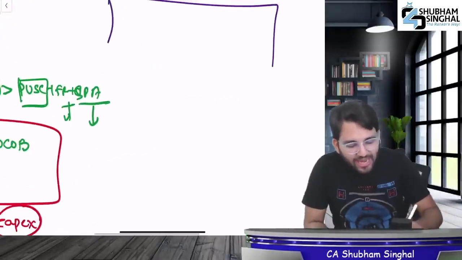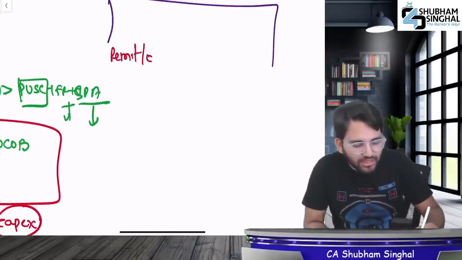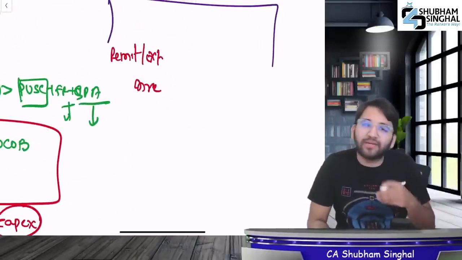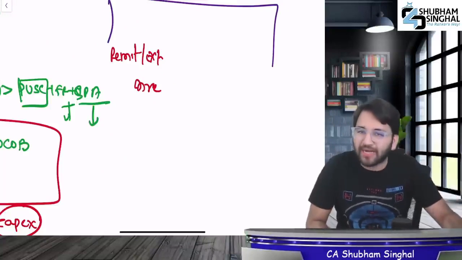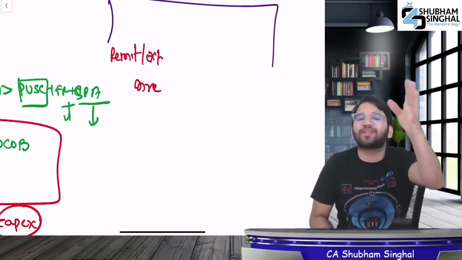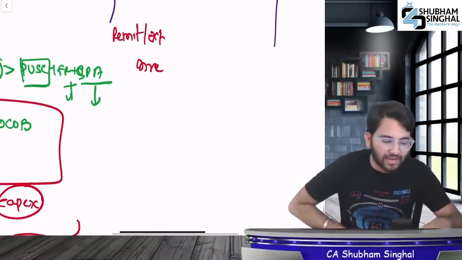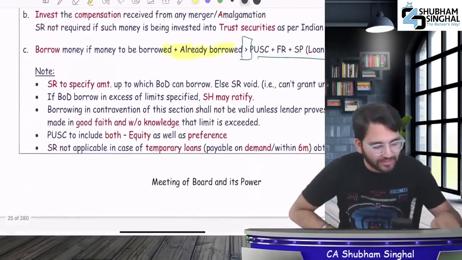Tell me. At last, there's E. It means if you want to give a remittance or an extension to a director for the due payment of the debt. Their payment is due, and if you want to give them an extension on that due payment, then you will have to get the SR passed. You will have to get the SR passed for these four.